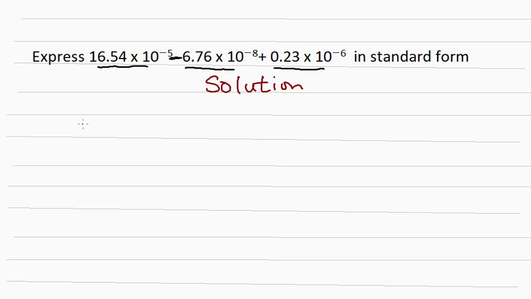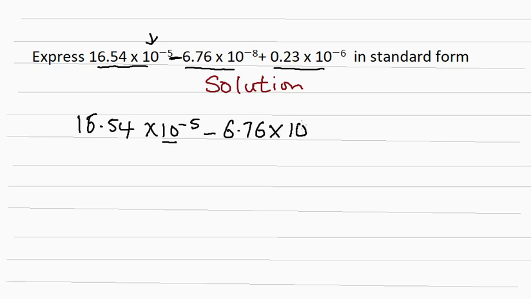First of all, I have 16.54 times 10 raised to the power minus 5. Of course, this is the lowest power, so I'm going to express all of them as a factor of 10 raised to the power minus 5. The next I'm having minus 6.76, then times 10 raised to the power minus 8. I want to separate 10 raised to the power minus 8 into 10 raised to the power minus 5 times 10 raised to the power minus 3. Of course, minus 5 minus 3 is minus 8.